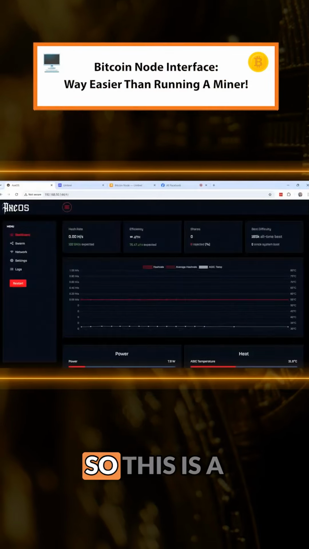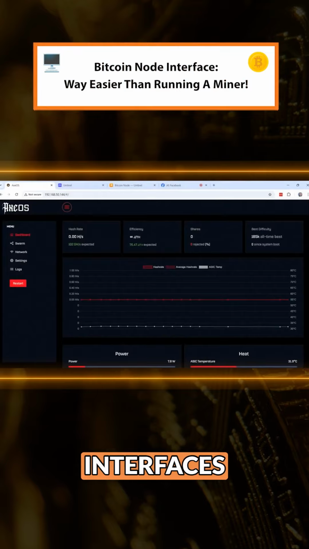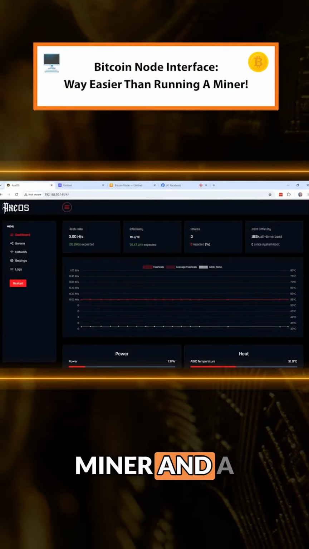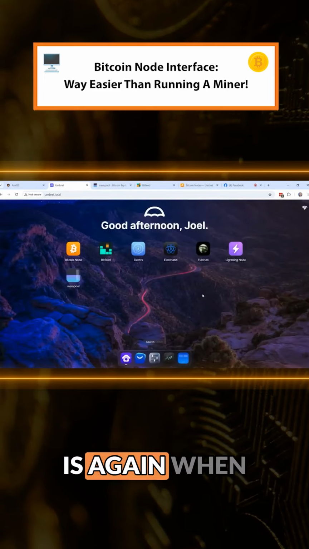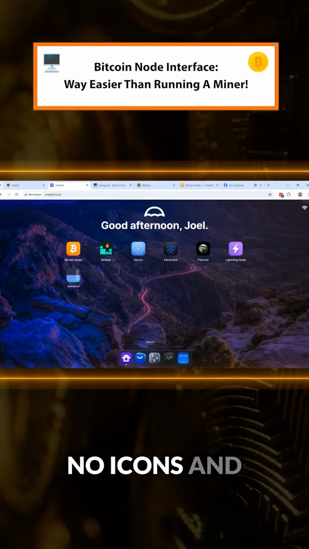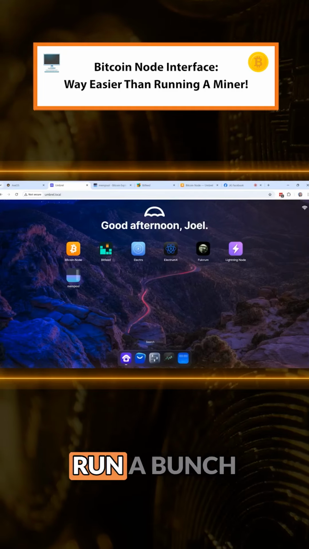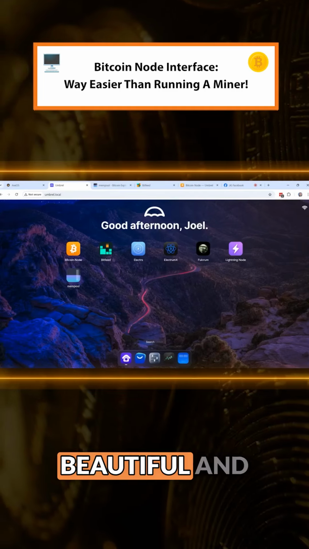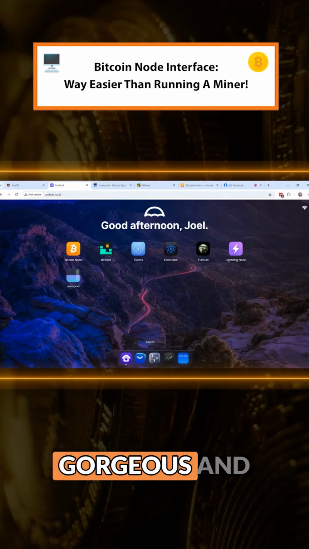All right, everyone. So this is a follow-up video to the one I just did. I wanted to show you what the web interfaces of a Bitcoin miner and a Bitcoin node look like. The beautiful part is, again, when you start, it's just a beautiful screen with no icons. And they're like, welcome to Umbrel. You can run a Bitcoin node. You can also run a bunch of other random stuff, but it's just beautiful and simple and straightforward and gorgeous.